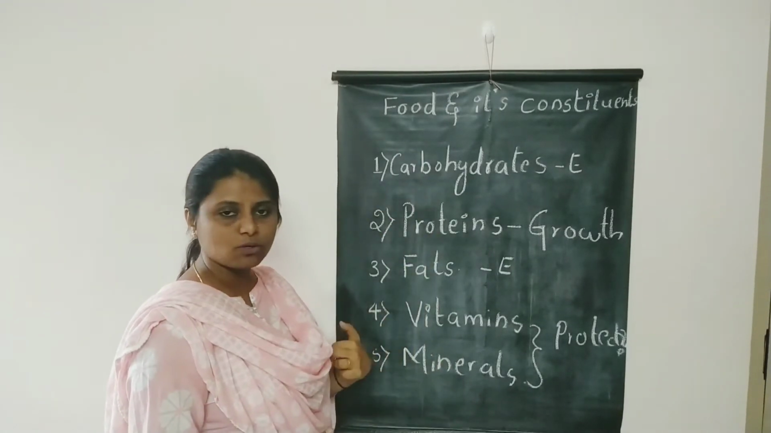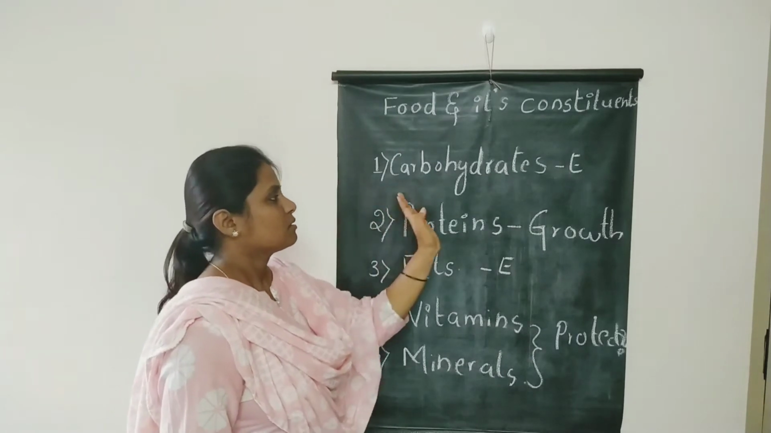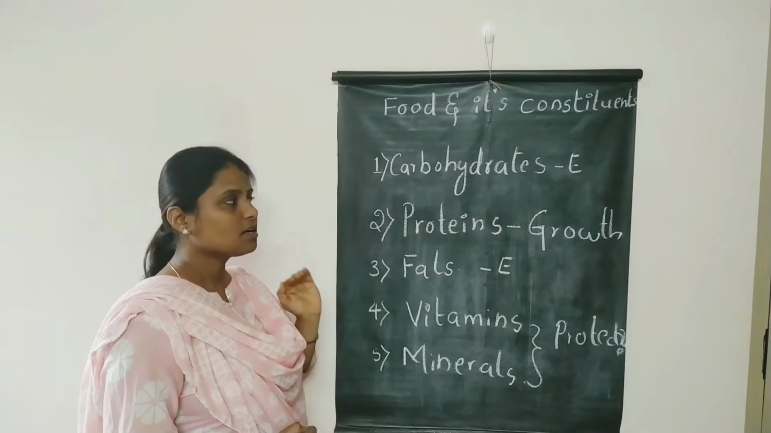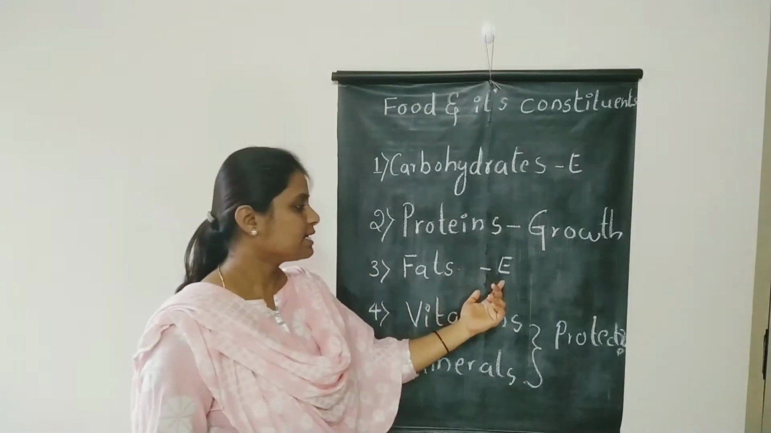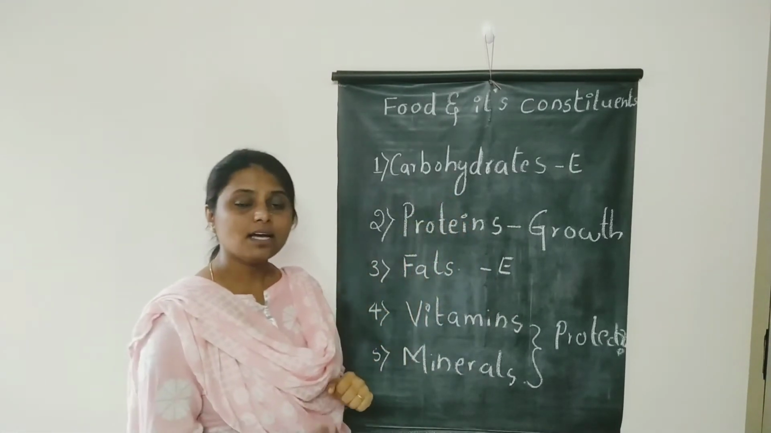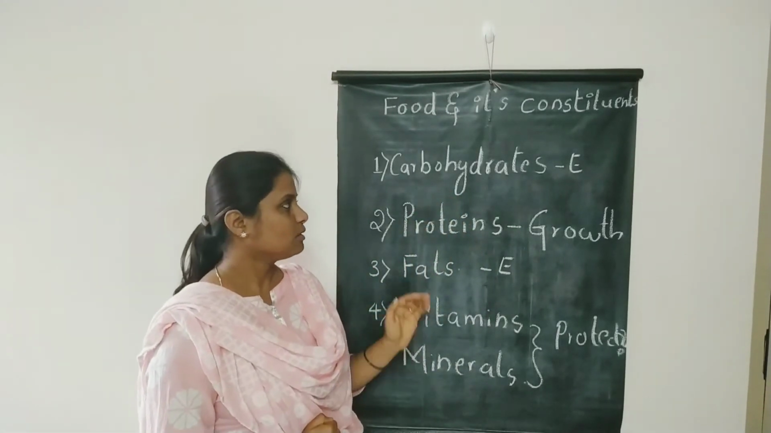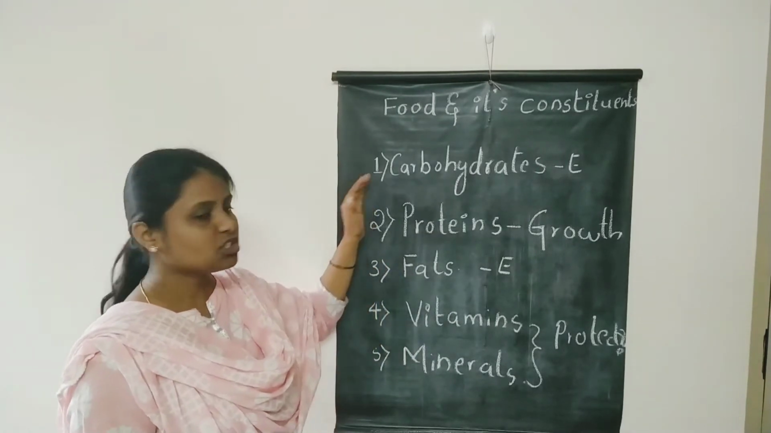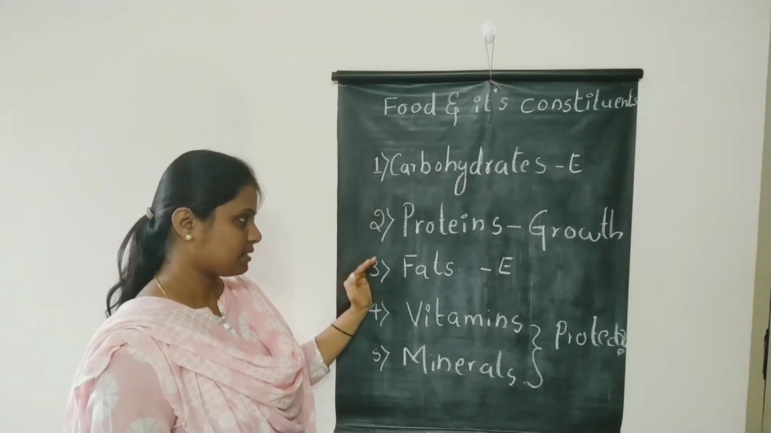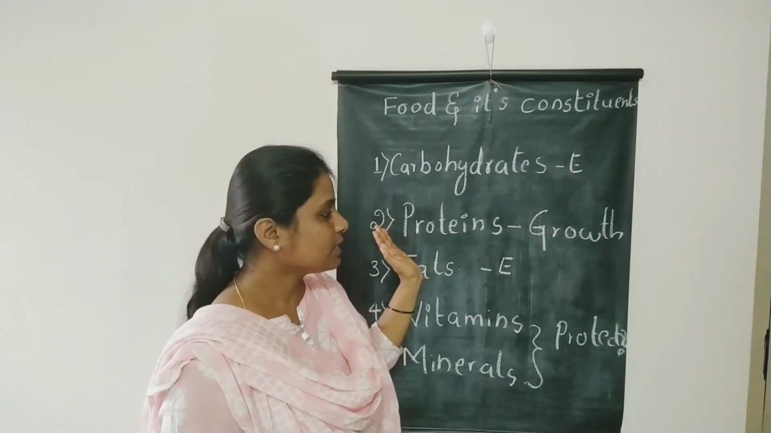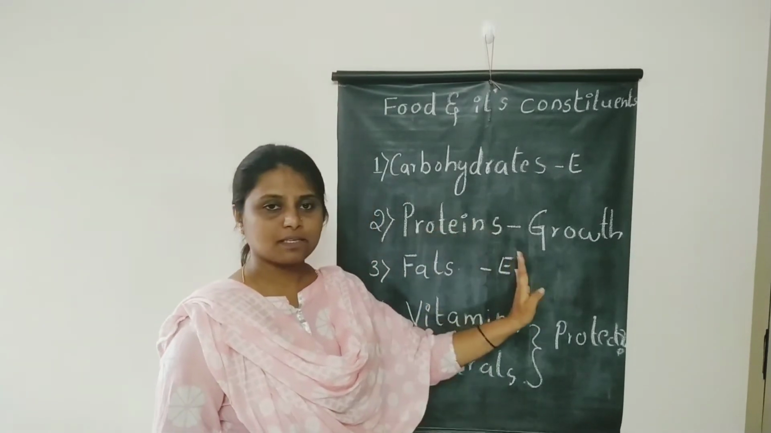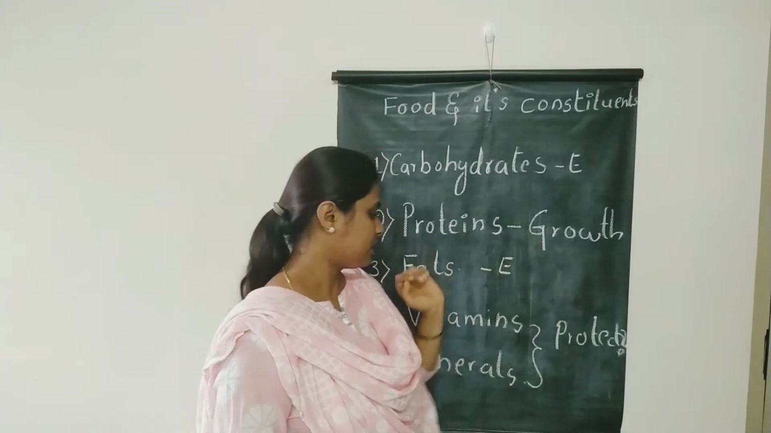Okay, so these are the main constituents of food, and we also got to know from where we will get those constituents. Carbohydrates and fats are the major food constituents which provide us with energy. So they can be called energy giving foods. What are they? Carbohydrates and fats. Next, protein. Protein helps in the growth of the body.